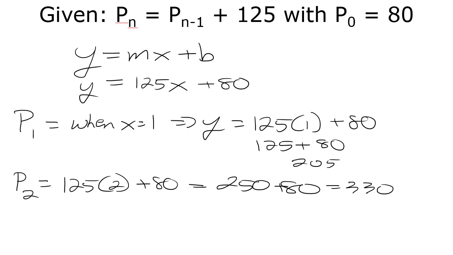I think I misspoke back there and said it's P1 plus 80, when I'm sitting here staring at 125. We're just adding 125 each time. So we would take 205, add the 125 to it, and get 330.